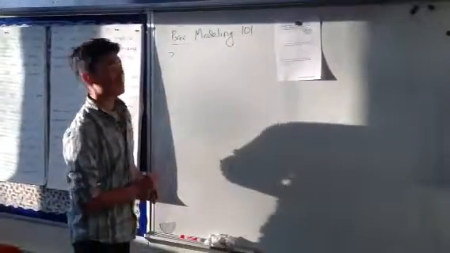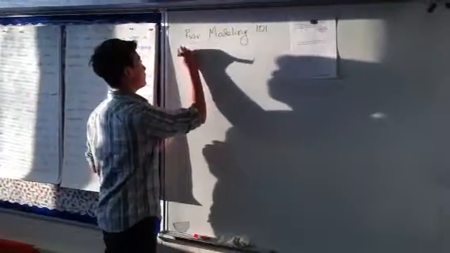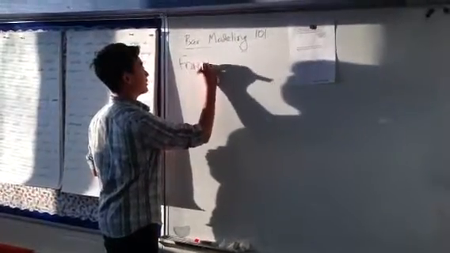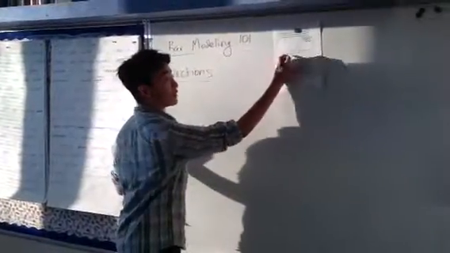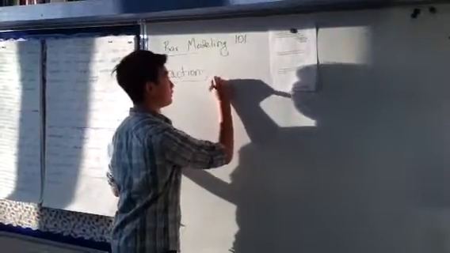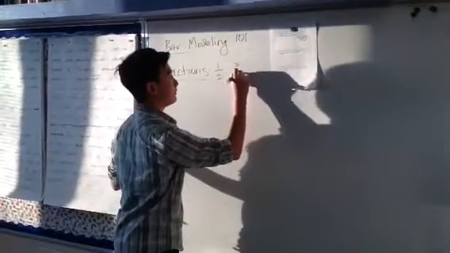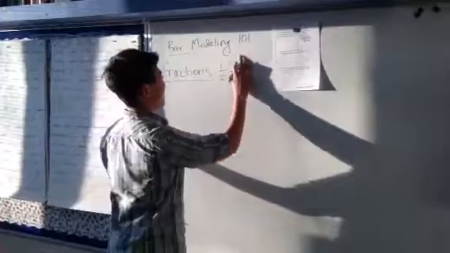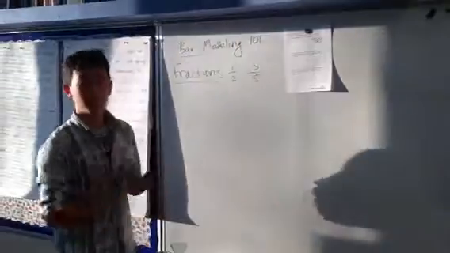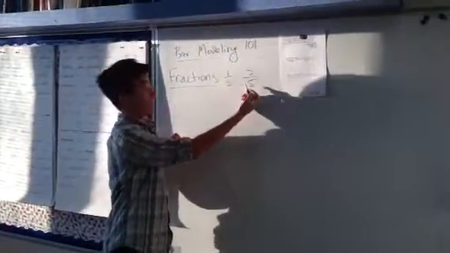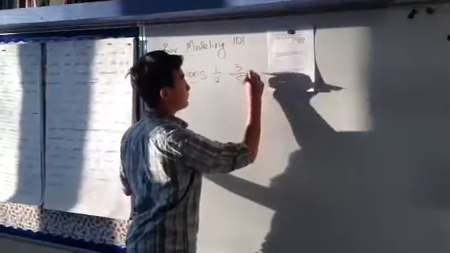So the first thing we want to do is make sure that we understand our fractions. So the fractions that we're going to be working with in this problem are going to be half the length right here and 3/5 right here. So the next thing we do is we find a common denominator of these two fractions. That's going to be 10, right?